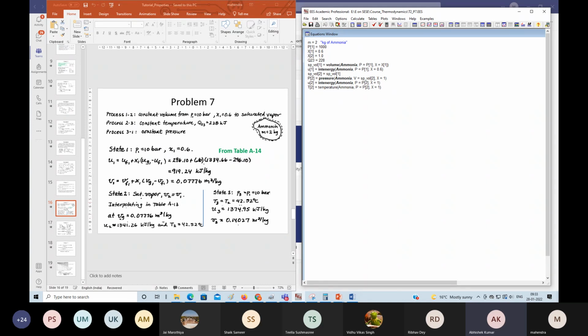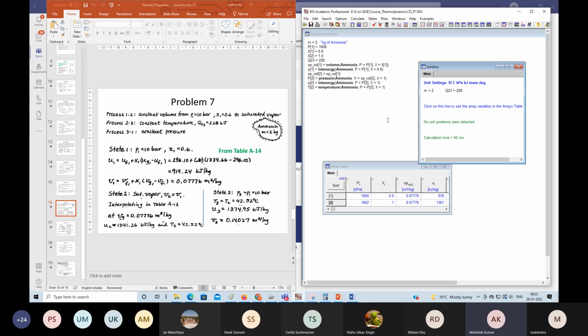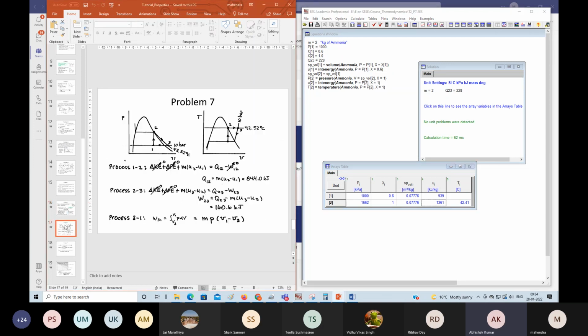Okay, so let me run again. What is the temperature we have obtained over here? 42.41. Yeah, here it is 42.52. Okay, here and there it is okay. Fine, done. And now the process itself is saying P3 equal to P1. See this process, this is an isothermal process. But from 2 to 3, when it is reaching, it is saying P3 equal to P1.